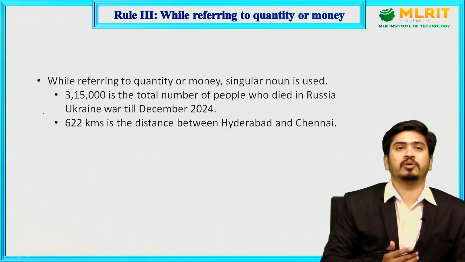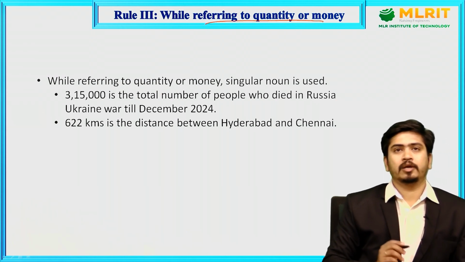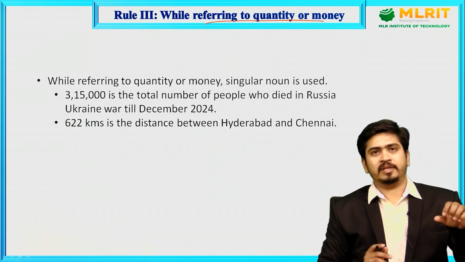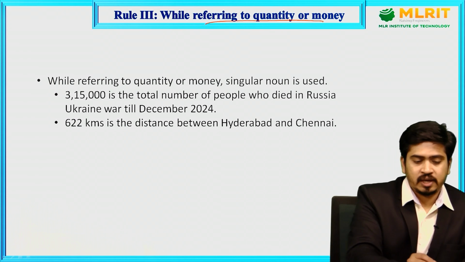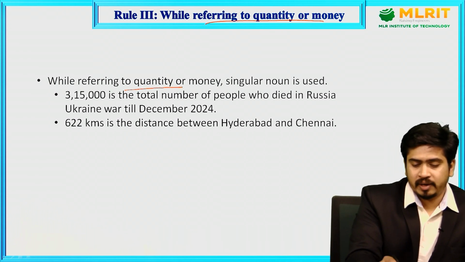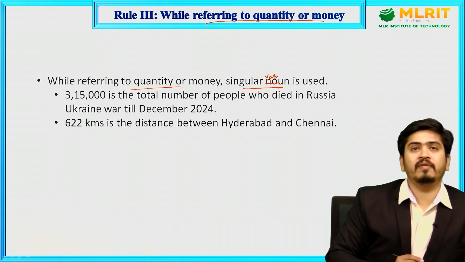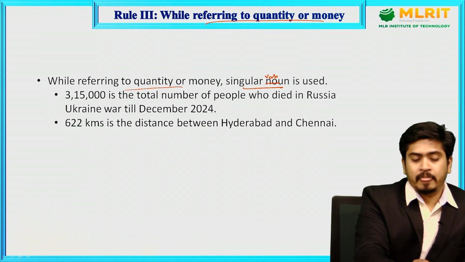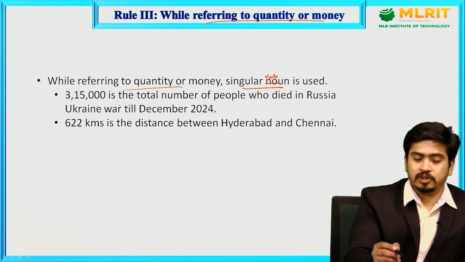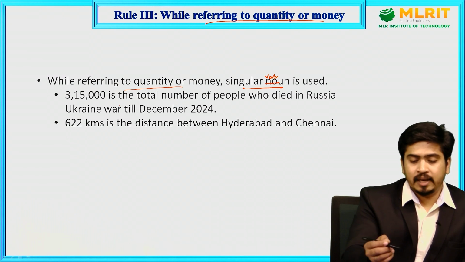Now let us go to rule 3. While referring to quantity or money, that means in the subject, if you have a quantity or money, how does the verb agree? If you see, while referring to quantity or money, singular verb is used. Okay. If you see, 3,15,000 is the total number of people who died in the Russia-Ukraine war till December 2023.